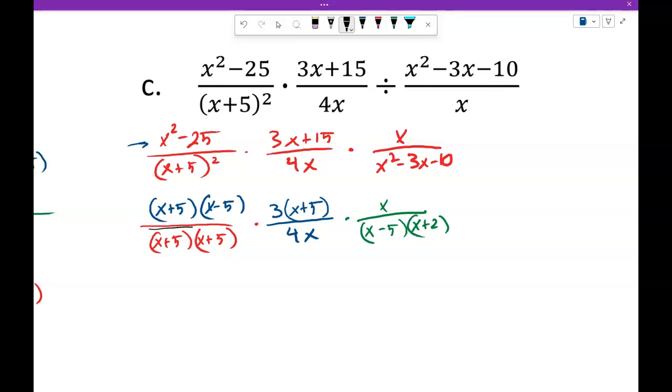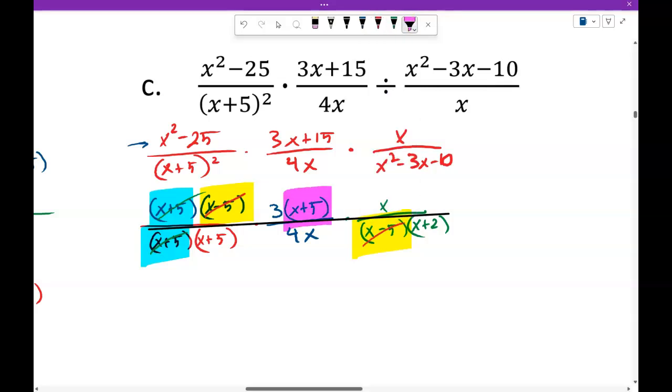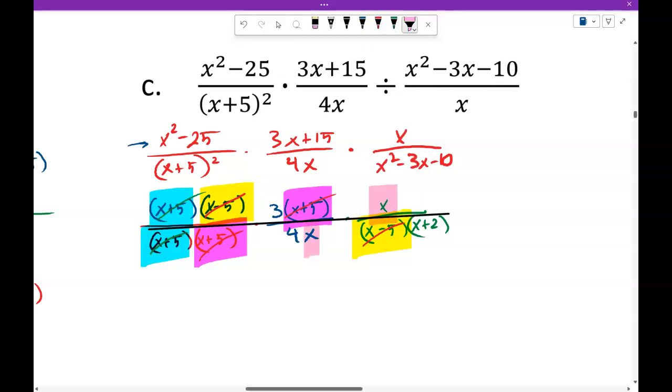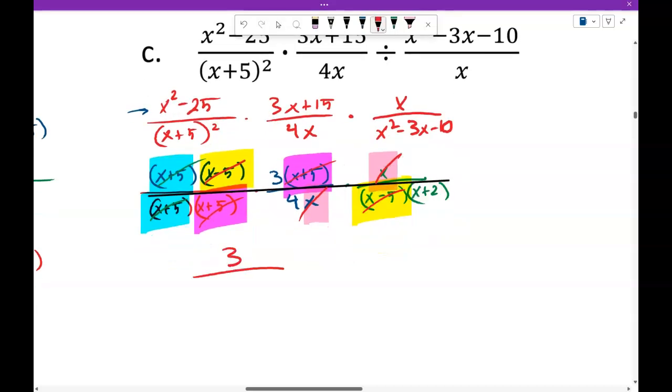We can now go ahead and just treat this as one giant fraction, since we're multiplying all the numerators and denominators, looking for common factors. We've got x plus 5s, that'll cancel here. And we've got x minus 5s, that match up and cancel here. Then we actually have another set of x plus 5 here and here, so those will cancel. And we have a matching pair of x's here and here that will also reduce. So in our numerator, we're left with just 3. Our denominator, we're left with 4 and x plus 2.